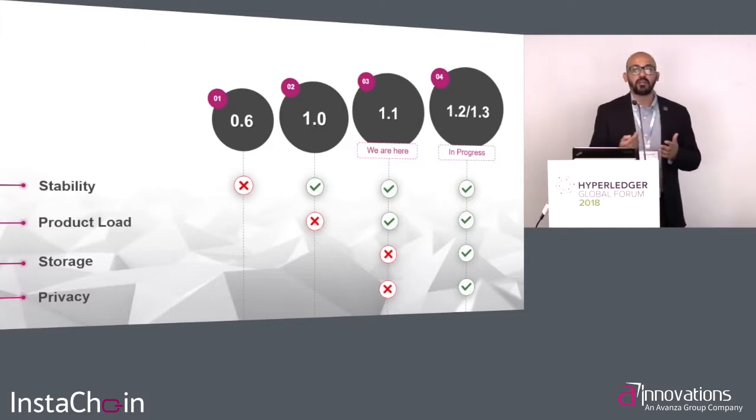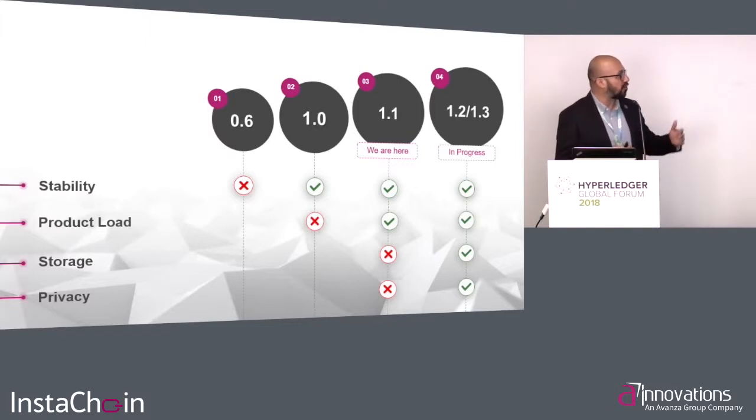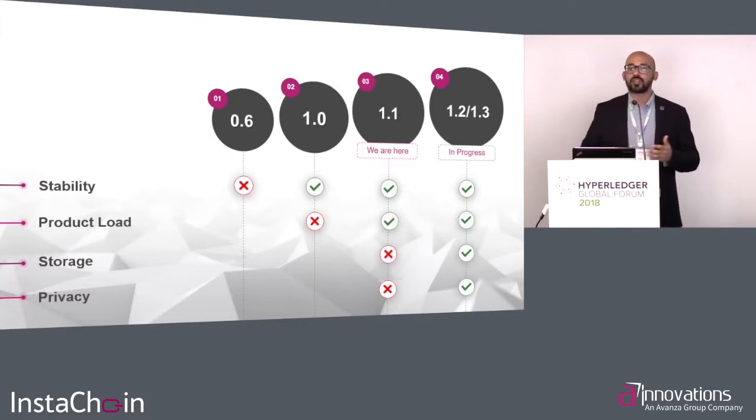So we started with 0.6, where we started to develop a prototype, but only a few transactions could be done, and 0.6 was not stable at all. So it was like you could not move forward. Then 1.0 solved those stability problems.